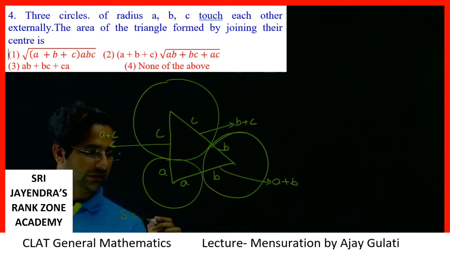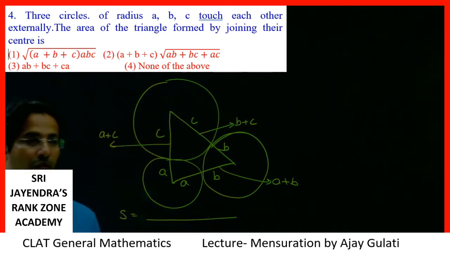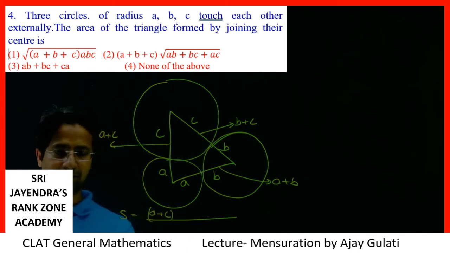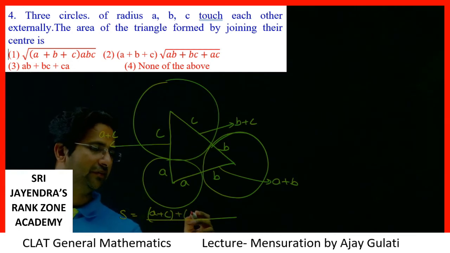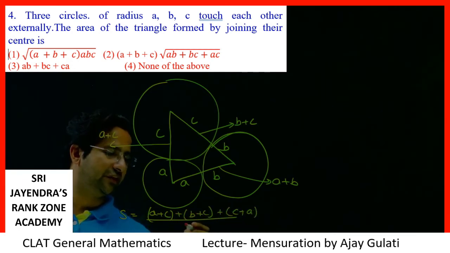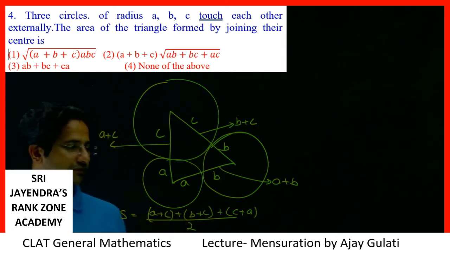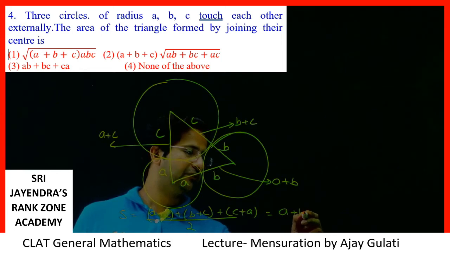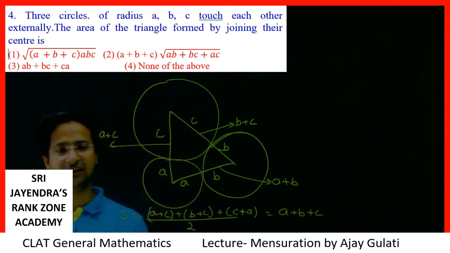Semi-perimeter is what? Sum of all the sides divided by 2. What are the sides? First side A plus C. The second side is B plus C. Then the third side is C plus A, divided by 2. So the semi-perimeter comes out to be A plus B plus C. It makes sense, clear to all of you?